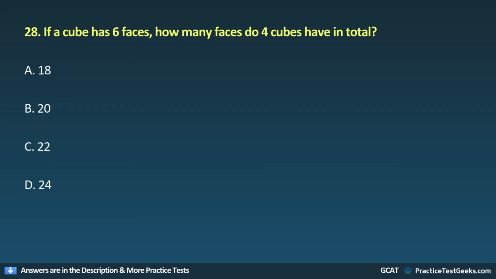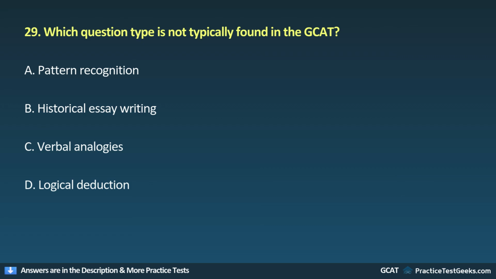28. If a cube has 6 faces, how many faces do 4 cubes have in total? A. 18. B. 20. C. 22. D. 24.